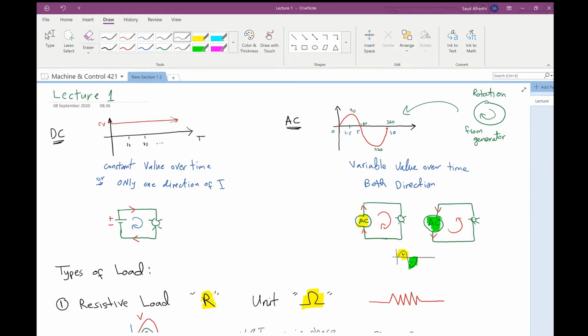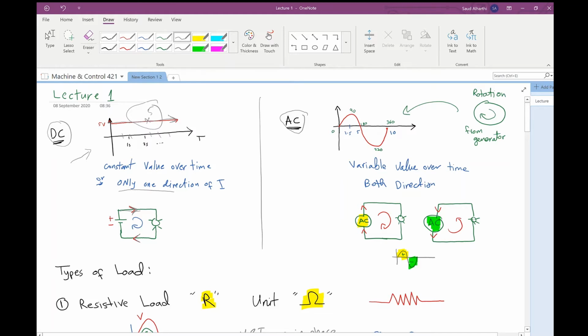In any electrical system, we have two types of signal, either AC or DC. The DC signal will experience a constant value over time. That means at any given time, the value will be 5 volt, and it will experience only one direction. So in this circuit, the flow of current will always be like this at any given time.